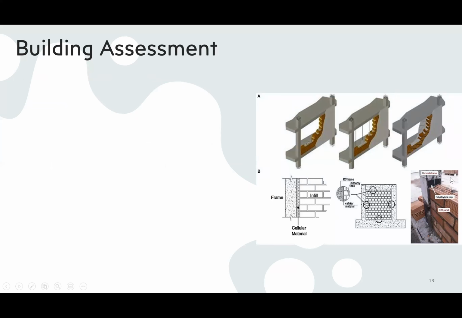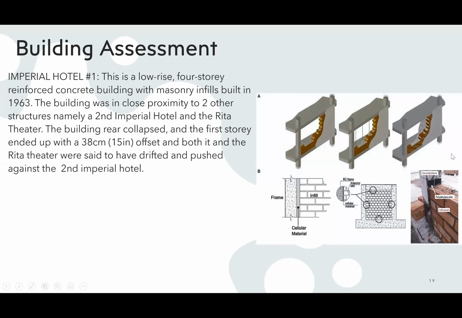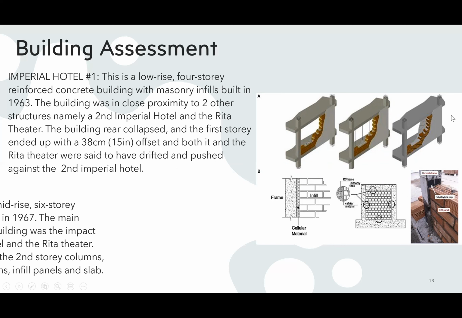We now move on to the Imperial Hotel, number 1. This is a low-rise, 4-story reinforced concrete building with masonry infills that was built in 1963. The building was in close proximity to 2 other structures, namely a second Imperial Hotel and the Rita Theater. The building's rear collapsed, and the first story ended up with a 38 centimeter or 15-inch offset, and both it and the Rita Theater were said to have drifted and pushed against the second Imperial Hotel.